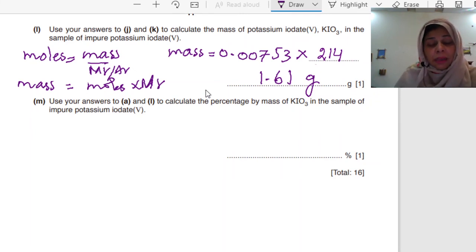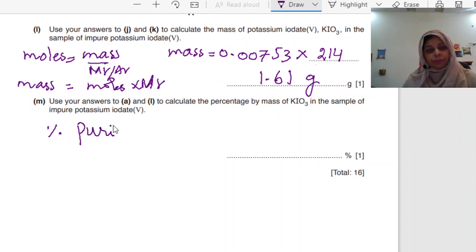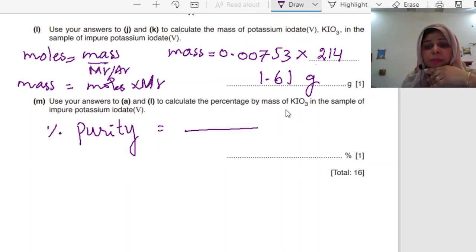So this is the way through which we calculate the moles, and all the steps you have to practice. If you practice these steps, you will get the answer. Use your answer to A to calculate the percentage by mass of KIO3 in the sample of impure potassium iodate. In order to calculate the purity of a substance, the percentage purity, we will use the answers A and I.